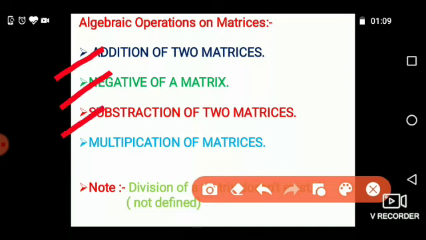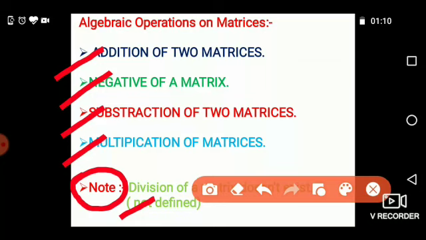matrix, subtraction of 2 matrices, multiplication of a matrix or multiplication of two matrices. Dear students, remember one note: the division of two matrices does not exist, or division of a matrix is not defined. Therefore, we are going to study only addition, subtraction, multiplication and negative of a matrix.